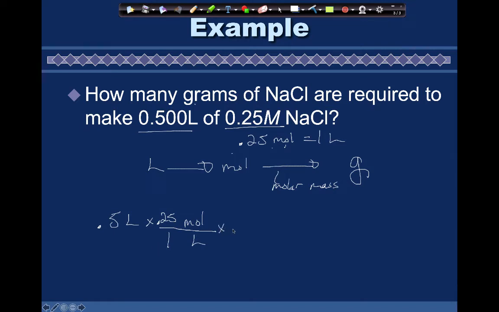So now I can go to grams. Liters gets canceled, moles is what I have left, so moles goes on the bottom. Following my map, grams goes on the top. 1 mole is equal to 58.5 grams. That's the mass of chlorine and the mass of sodium. Then I just do my calculation, because now I have grams. So 0.5 multiplied by 0.25 multiplied by 58.5 gives me 7.31 grams.